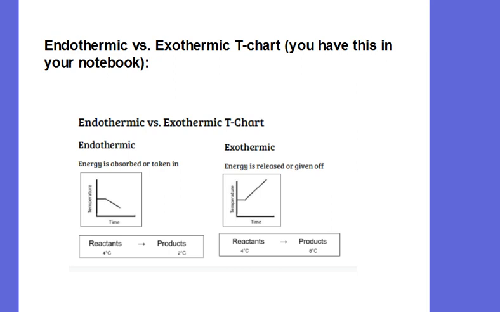And you have this in your notebook. Another way of displaying it. Again, energy is absorbed or taken in. Over the course of time, this is temperature and time. You start off with a temperature up here and temperature goes down. That means it's endothermic, or your reactants have a higher temperature than your products. Your products are colder than your reactants. Temperature goes down, endothermic. Exothermic: starting temperature, and then as the reaction progresses, temperature goes up. Energy is released or given off. Your reactants are cooler than your products.